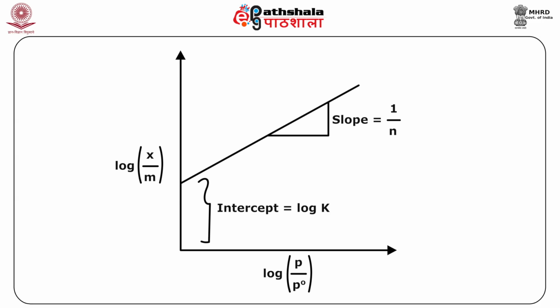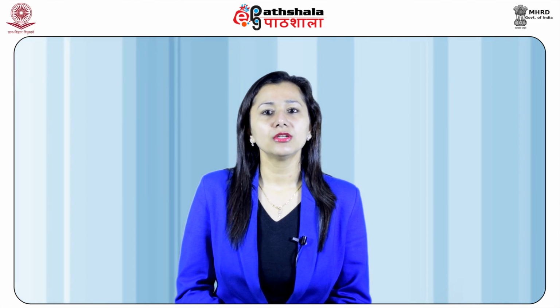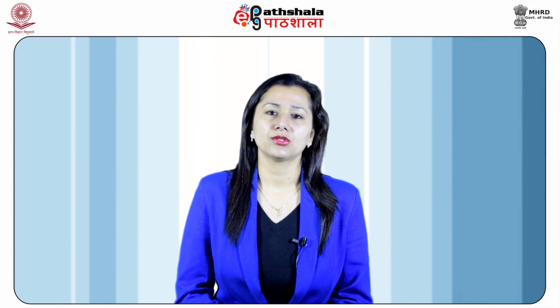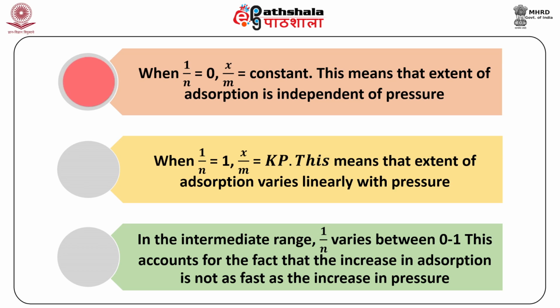Figure shows the Freundlich adsorption isotherm. The value of n generally is greater than 1 and thus the reciprocal 1/n can have values between 0 to 1. Based on this, Freundlich isotherm is able to explain the type 1 adsorption isotherm as follows. When 1/n equals 0, x/m is constant. This means that extent of adsorption is independent of pressure.